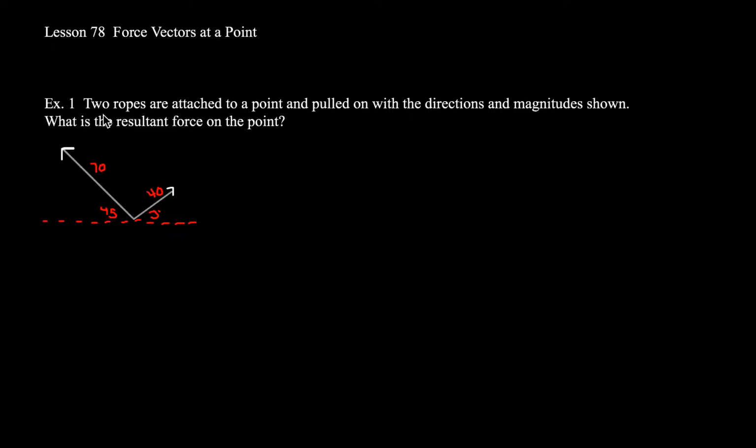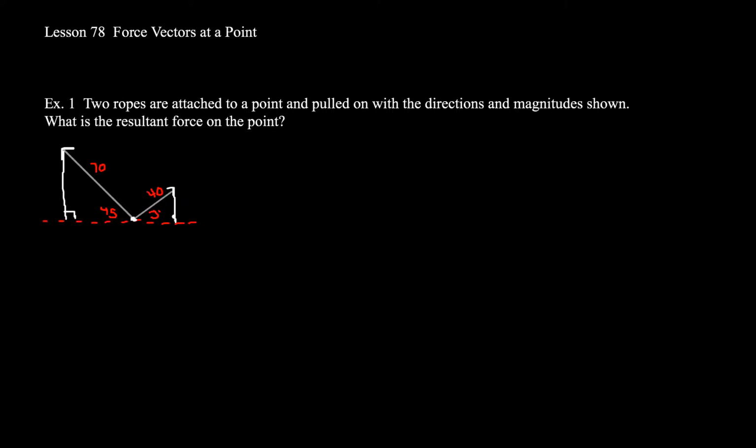Two ropes are attached to a point and pulled on with the directions and magnitudes shown. What is the resultant force on the point? So we have a point down here and two ropes that are pulling on it, and we want to know what the force of those two combined is going to be. So this is basically two vector problems. What we're going to do is draw our triangles, figure out each of the triangles, and then add them together.